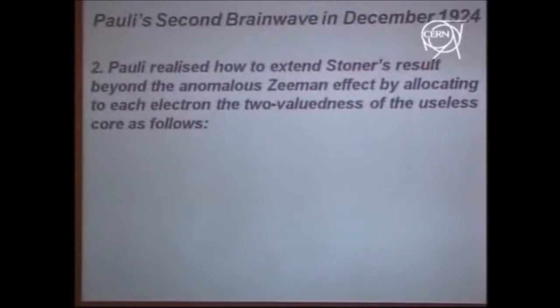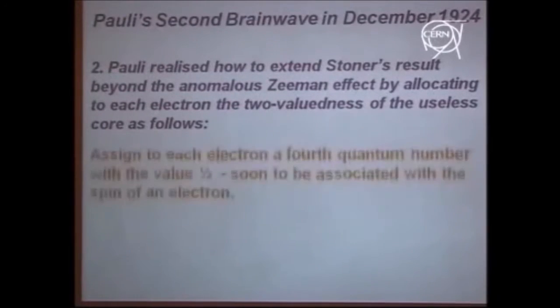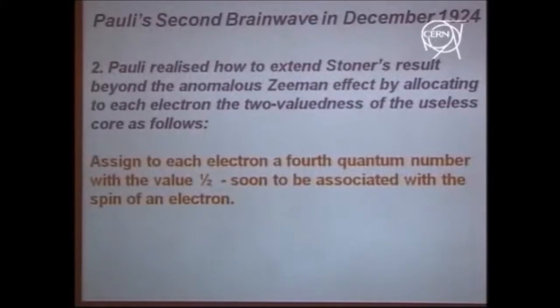Enter Pauli. Pauli realized how to extend Stoner's result beyond the anomalous Zeeman effect by allocating to each electron the two-valuedness of the useless core. He did it as follows. He assigned to each electron in the atom a fourth quantum number with a value of 1/2, which was soon to be associated with the spin of the electron.